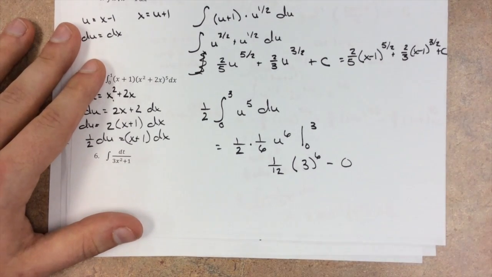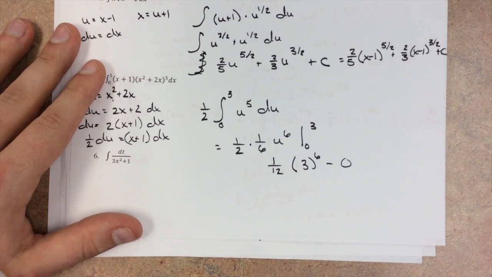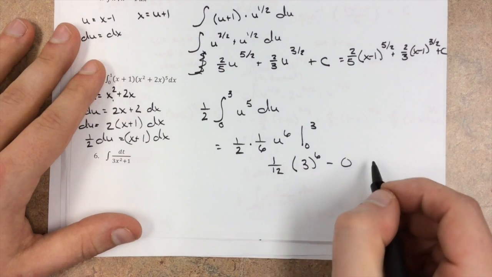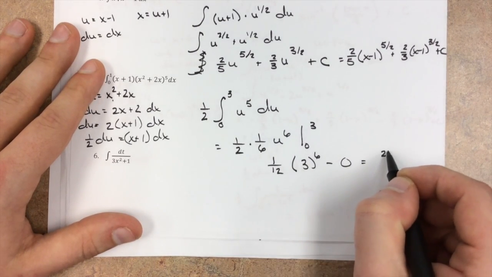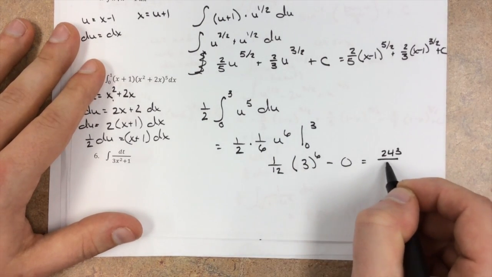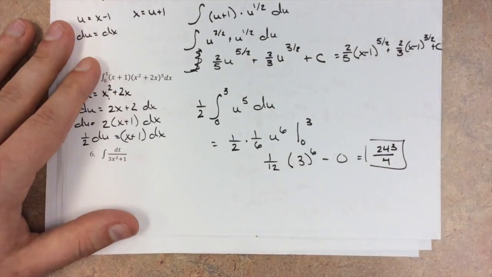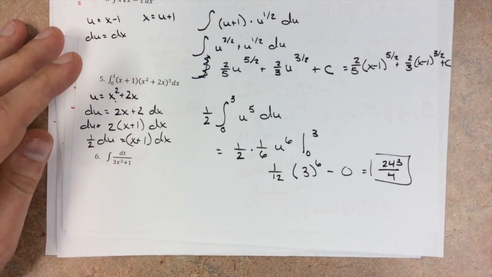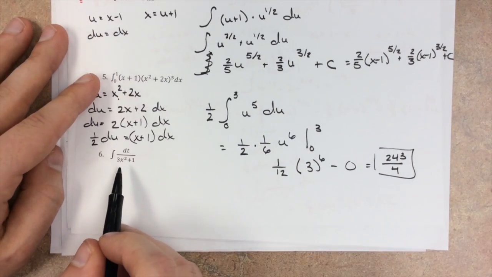And then we can just quickly check. 3 to the 6th is 729 over 12. So that answer is going to be 243 over 4. That's my exact value. Last one.